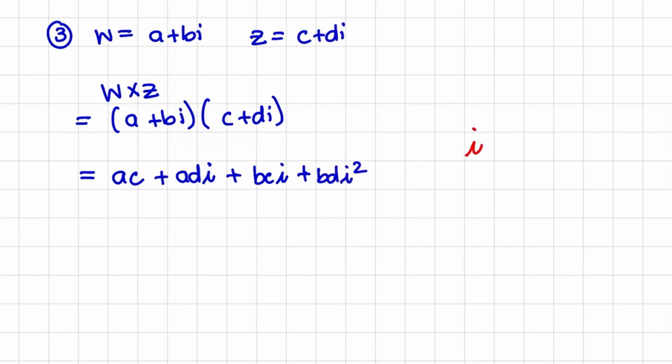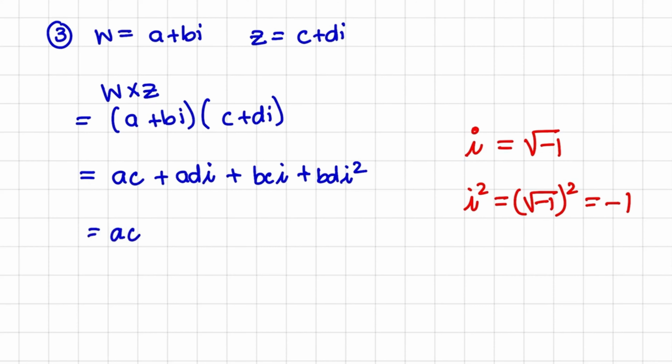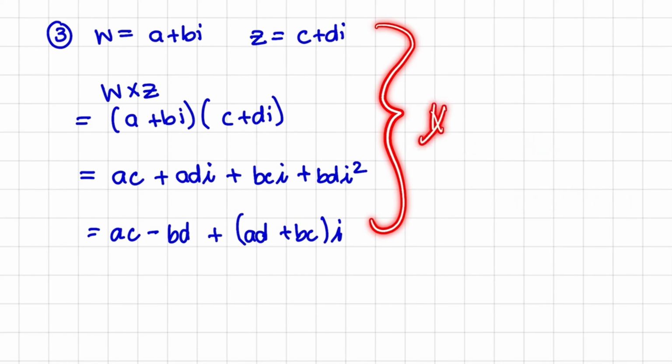Now remember that i represents the square root of negative 1. So i squared would be equal to the square root of negative 1, squared, which is equal to negative 1. So when we simplify, we have ac minus bd, where the i squared changes to negative 1, plus (ad plus bc)i. So let us look at a practical example on how to multiply complex numbers with one another.